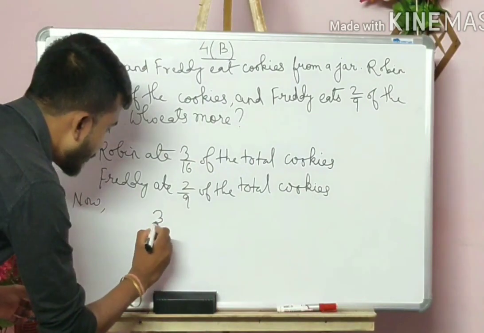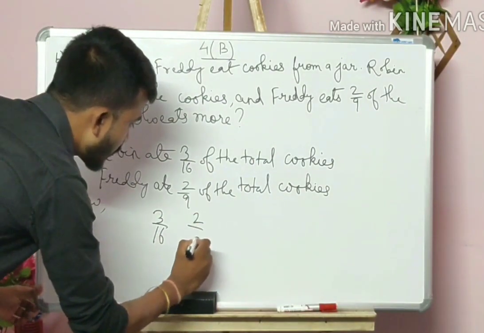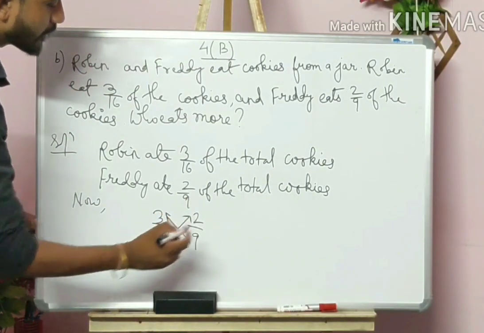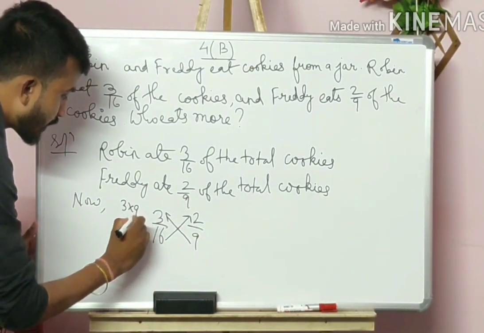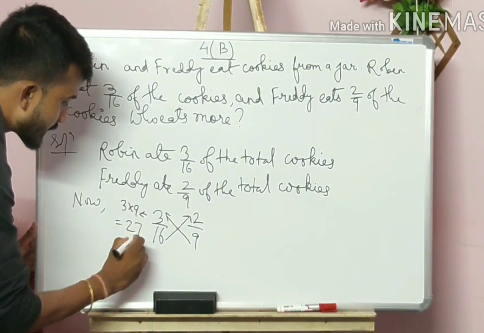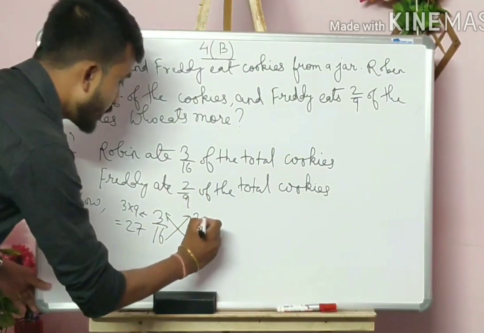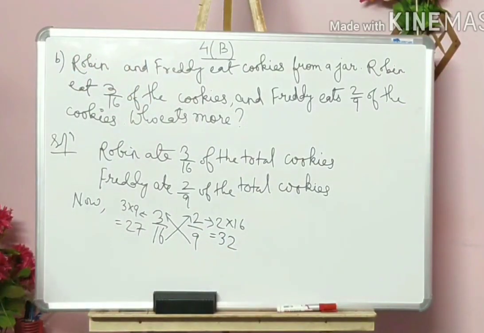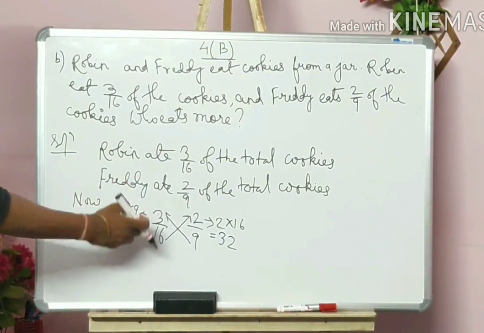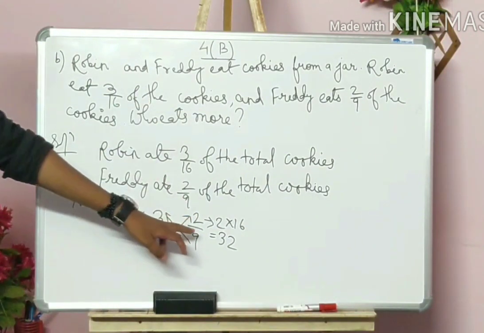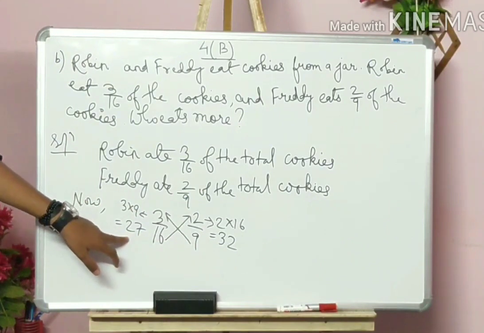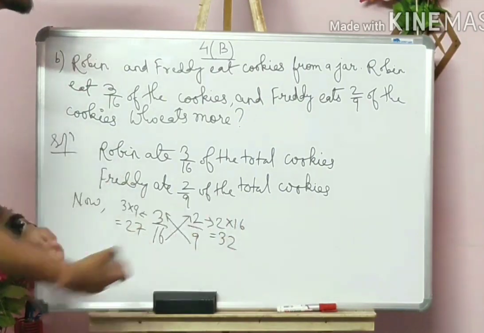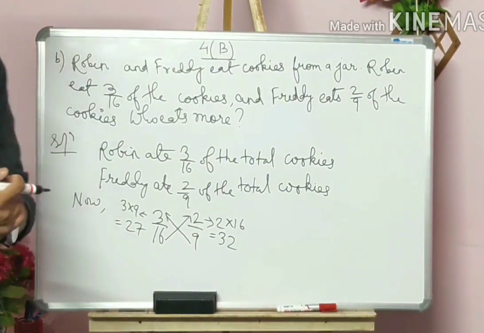Again you see, 3 by 16 we are going to write here, 2 by 9 we are going to write here. What you will do? Just cross multiply. 9 will be multiplied by 3 and 16 will be multiplied by 2. 3 into 9, how much will you get? 27, I think. Again 2 into 16, how much will you get? You will get 32 as an answer. Now see which has greater value. 2 by 9 for Freddie and 3 by 16 for Robin. Freddie got 32 and in the case of Robin we have got 27. Which one is greater? 100% sure that 32, that means it was for Freddie. Freddie ate the greater value of it, isn't it? So this is our answer.